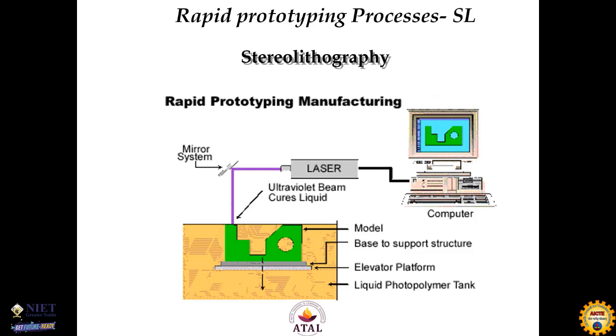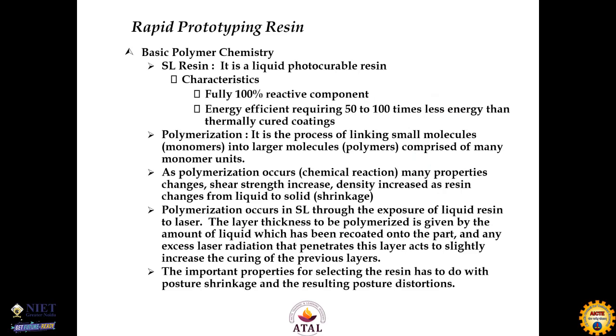It depends on the vertical strength of the part required for the fabrication. So in this process, photopolymerization takes place, and layer by layer a complete part can be produced using this laser scanning process. That's why it is called the stereolithography process. Now the basic polymer chemistry to produce such a part: stereolithography resin is a liquid photocurable resin.